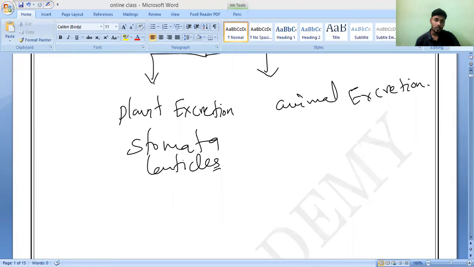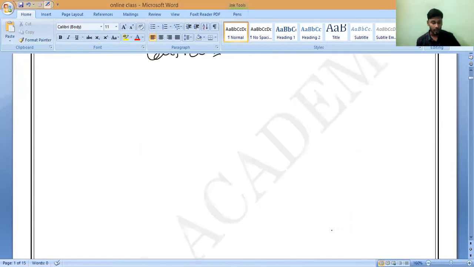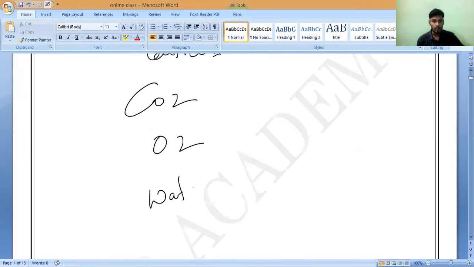Now let us come to here. First, the plant excretes carbon dioxide. That is a major harmful product produced during respiration. And this will take place at what time? Night time, sir. Remember it. So if we consider the three waste products, CO2, O2, and water vapor, this excretion of CO2 by using lenticels as well as the stomata will take place only during night time.